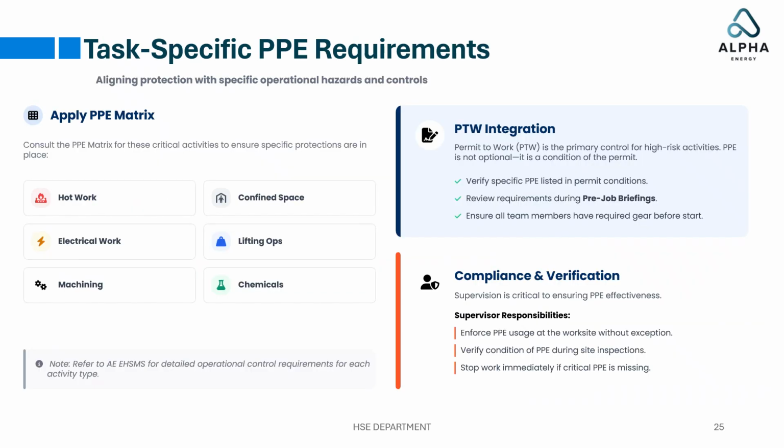Task-specific PPE requirements outlines the protocols for aligning personal protective equipment with operational hazards. It instructs employees to apply the PPE matrix for critical activities such as hot work, confined spaces, electrical work, lifting operations, machining, and chemical handling, while referencing document EHSMSP 11 for detailed requirements. A significant focus is placed on permit to work, PTW, integration, stating that PPE is a mandatory condition of the permit and must be verified during pre-job briefings.